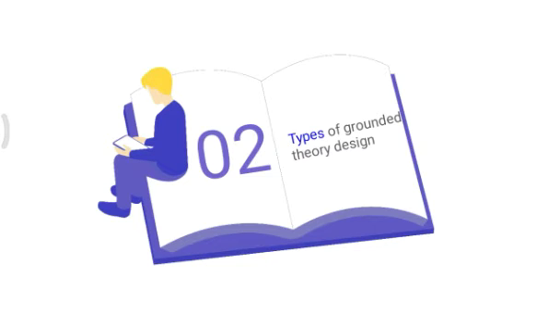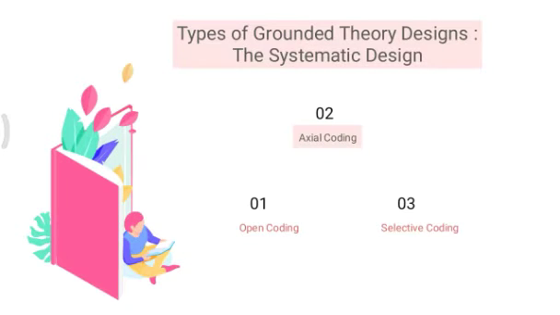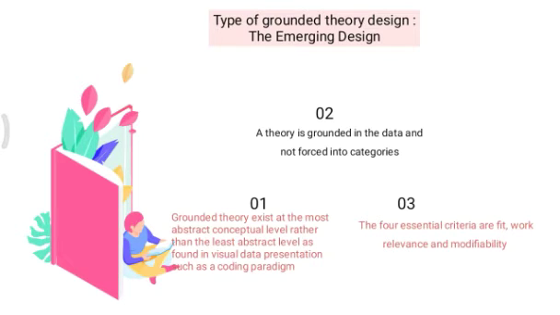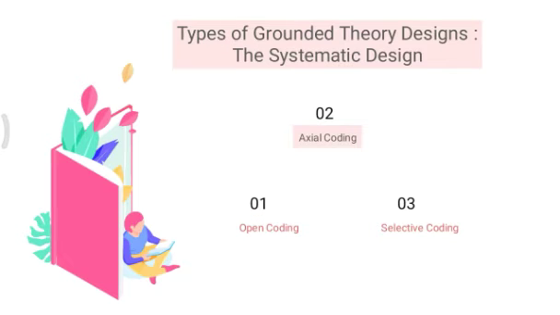And next, the second topic is types of grounded theory design. As you can see in this slide, there are three types of grounded theory design based on the systematic design. Actually, for types of grounded theory design there are two: the systematic design and the emerging design. But before that, I will tell you about the systematic design first. There are three types. The first one is open coding. The second one is axial coding, and the third one is selective coding.